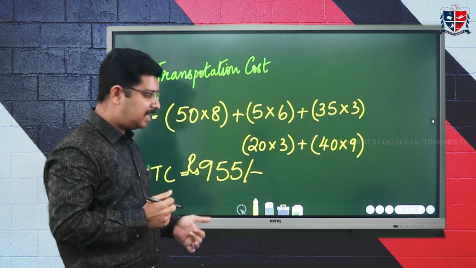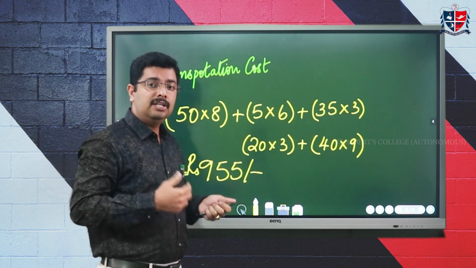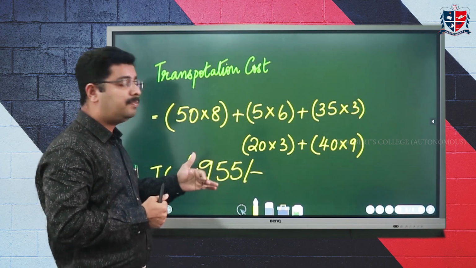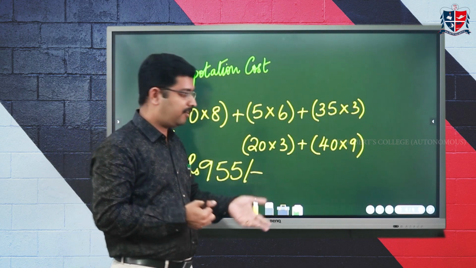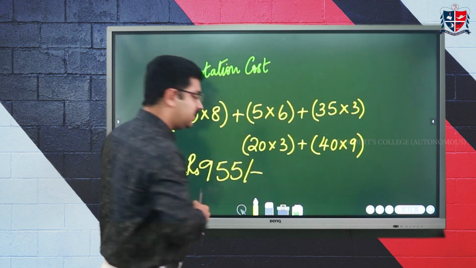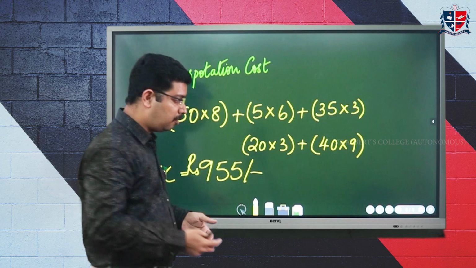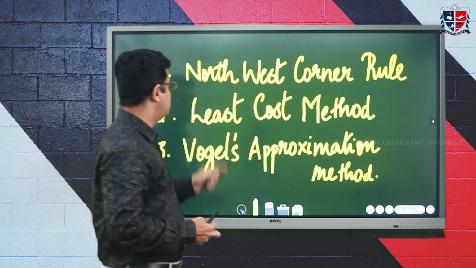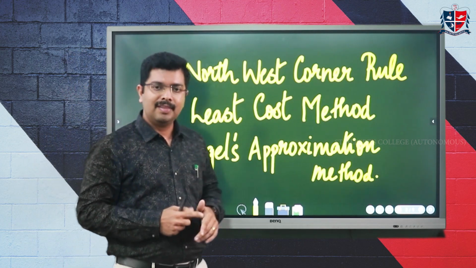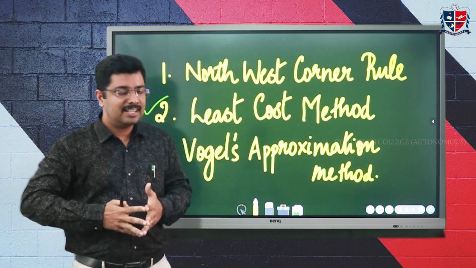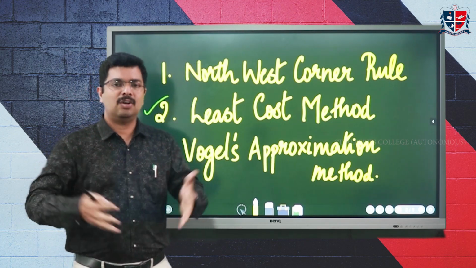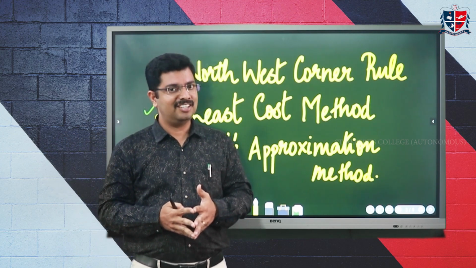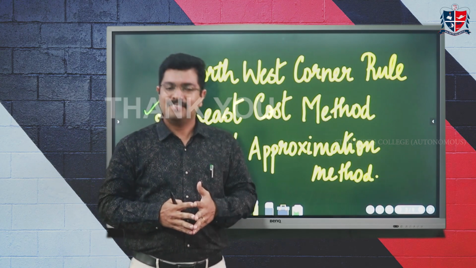We had solved the same problem using the northwest corner rule. That was on a higher note; 1015 was the answer for that. But here we got 955, which is much more optimized. So this is how you solve this particular problem using the least cost method. I hope you understood the method of solving it. Try solving more problems. You will definitely become a veteran in this particular topic. It's very easy. Thank you very much.